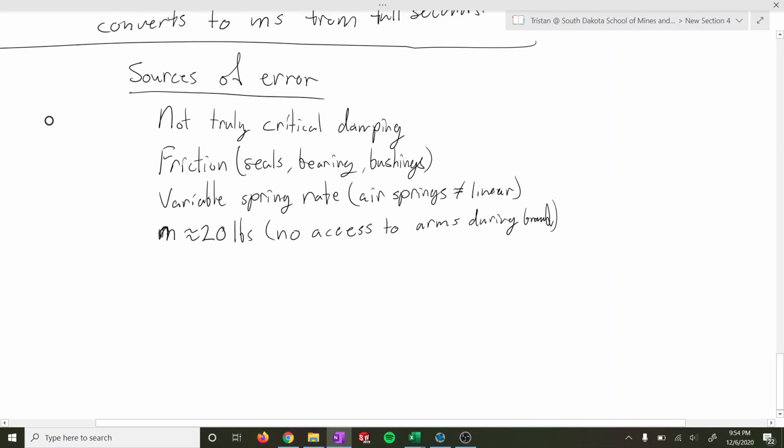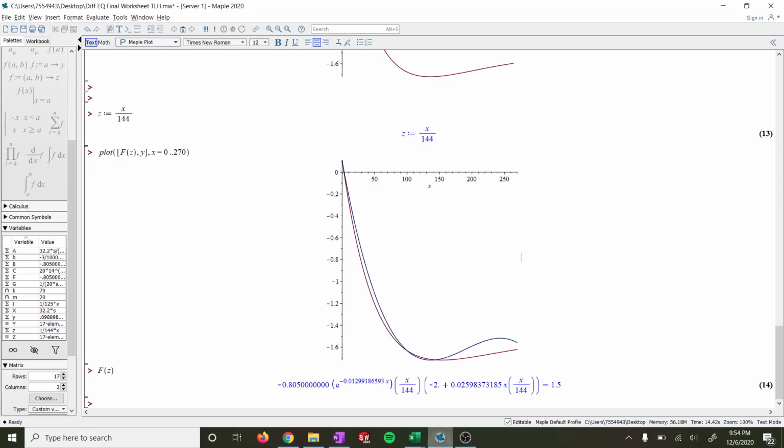Those are some of the sources for error, and I'll swing back over to those plots real quick just so you can see how close we were able to get for most of the bit, and then I'm going to try and get a little bit closer in the future.